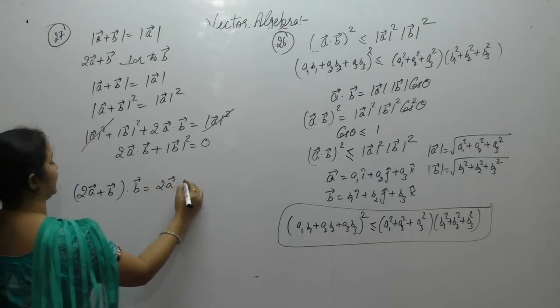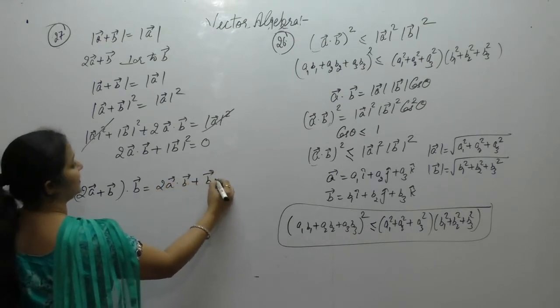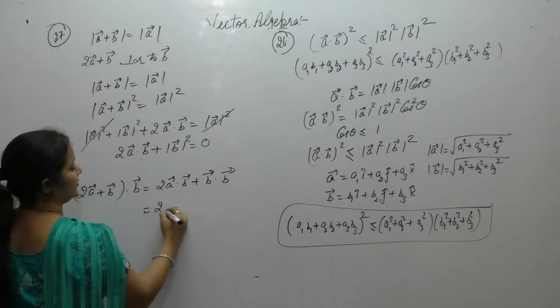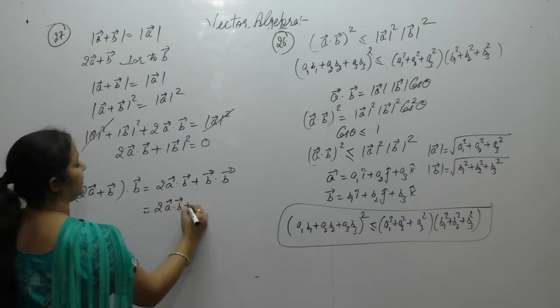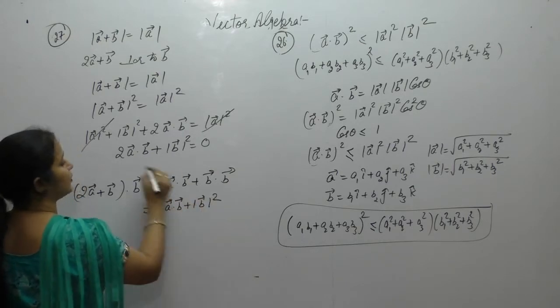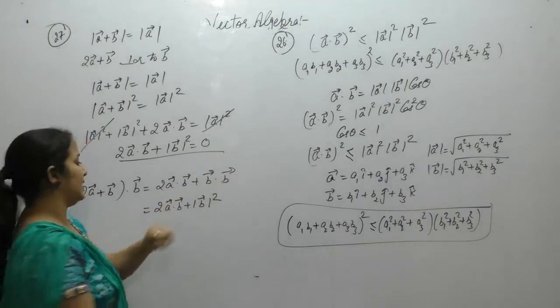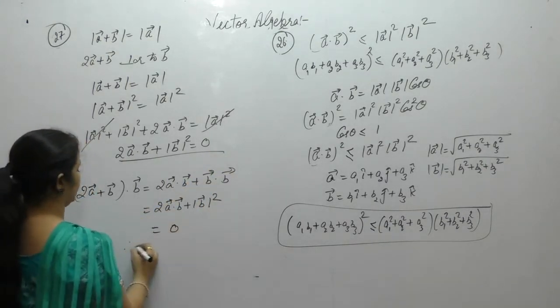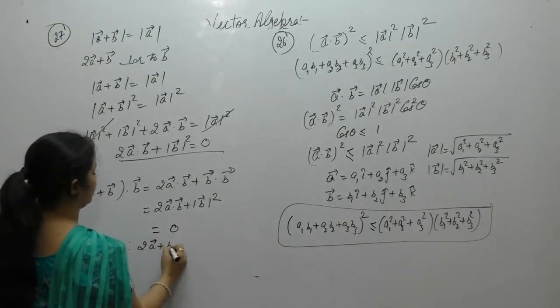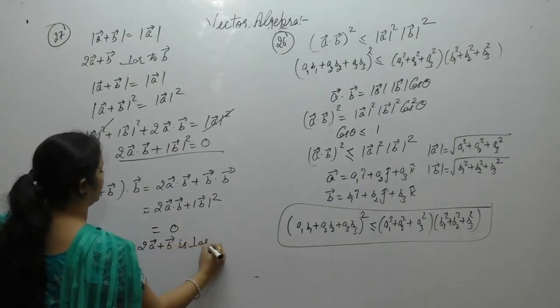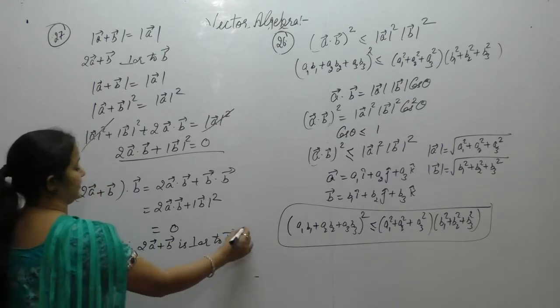2a vector dot b vector plus b vector dot b vector, 2a dot b plus magnitude of b squared. And here we have proved that this term has value 0. Therefore, 2a vector plus b vector is perpendicular to b vector.